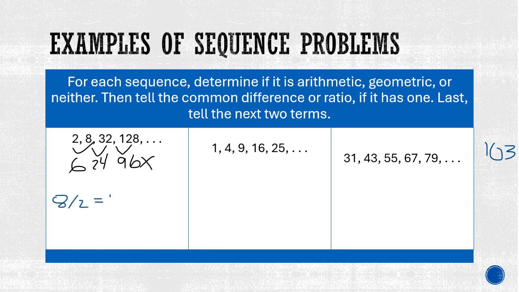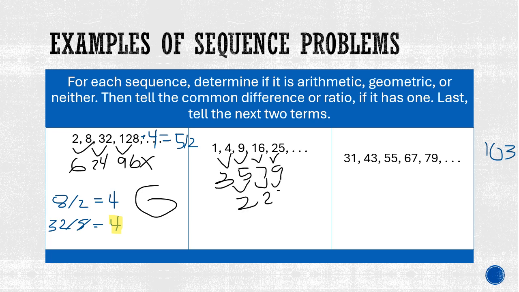So I do 8 divided by 2 is 4. 32 divided by 8 is 4. And if I did 128 divided by 32, it would also be 4. So to get the next number, I'm not going to add, I'm going to multiply by 4 to get 512. That means this is a geometric sequence, and its common ratio is 4. That's the number I multiply by to get the next one.